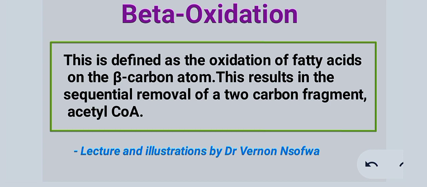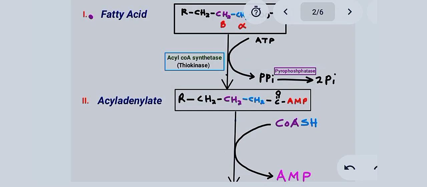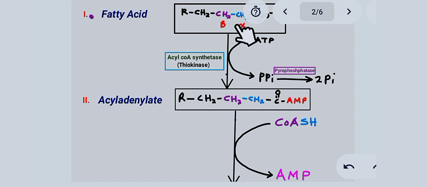Now, let us look at what I'm talking about. What we are looking at here is the activation stage, and you can see that this is a fat acid chain. When you look at the fat acid chain, you're going to see that we have a carboxyl group, and we also have the carbons. This first carbon we call the alpha carbon. Then we have the second carbon, which is called the beta carbon.